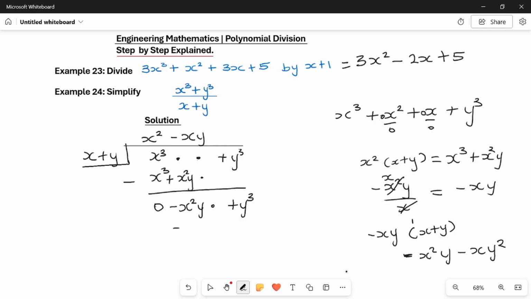So we'll write it down here. Minus x squared y minus xy squared. Let's push it in a bit. So when we subtract, this minus this will give us 0. Then minus times minus will give us positive xy squared. Then bring down your plus y cubed. So this is what we'll have.